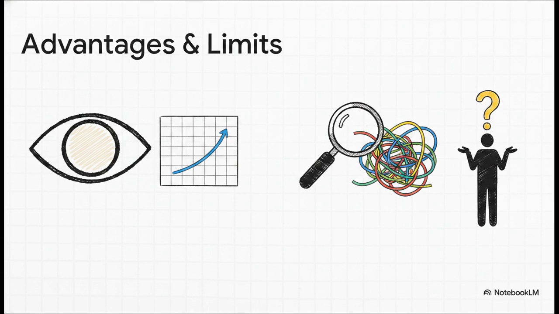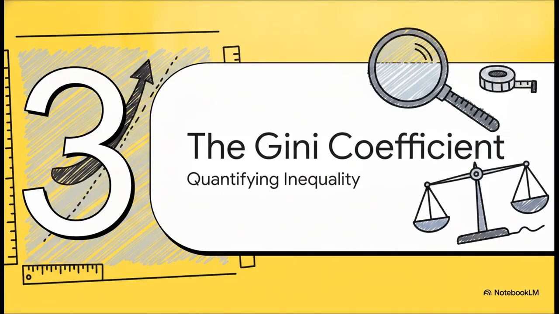Different distributions can actually produce curves that look remarkably similar, or they might even cross over each other, making visual comparisons a bit of a nightmare. Plus, it can't really tell us why the inequality exists in the first place. But its main limitation, it doesn't give us a single concrete number to actually rank things. And that specific limitation brings us right to Section 3, the Gini coefficient.